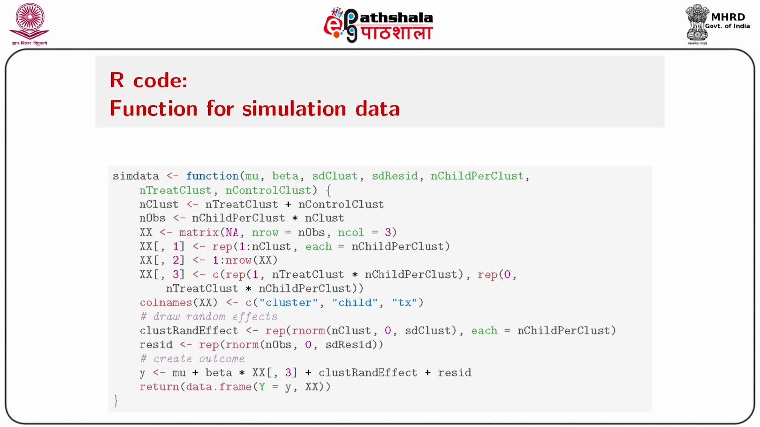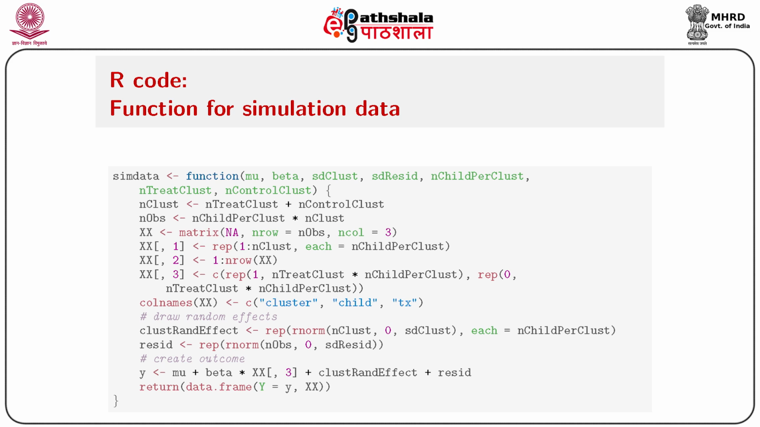First I am generating simulated data, just specify the values of mu, beta, SD cluster, SD residual, n child per cluster, n treatment cluster, n control cluster, and then n cluster equals n treatment cluster plus n control cluster. Then n observation equals n child per cluster times n cluster, and xx is defined as a matrix of NA, number of observations rows and columns 3.